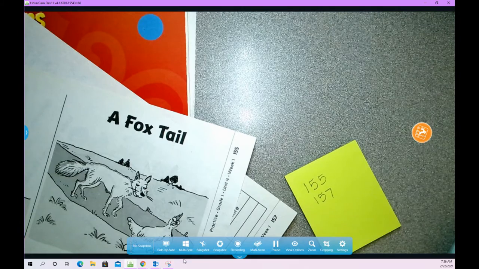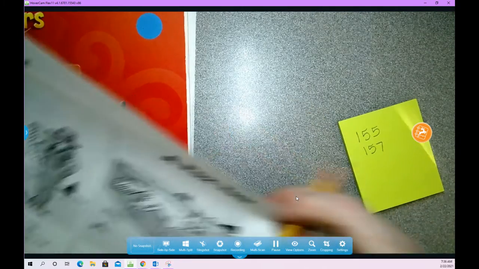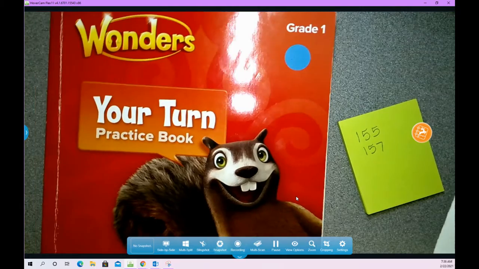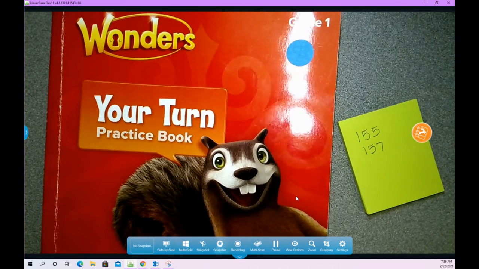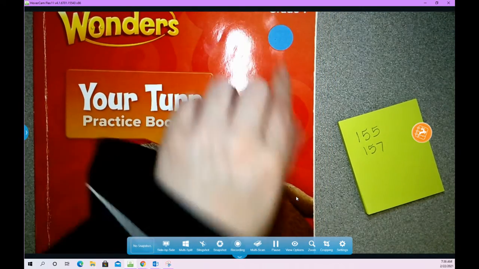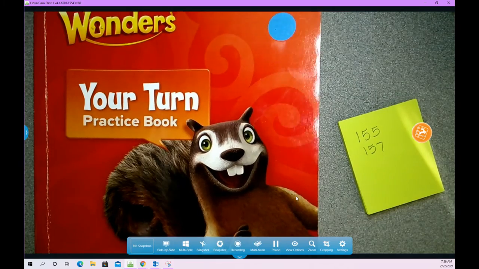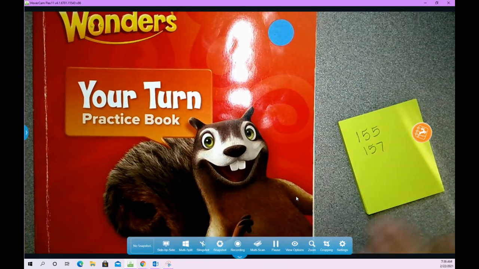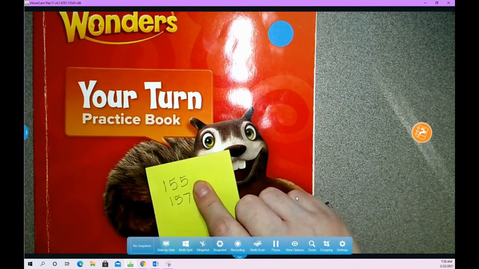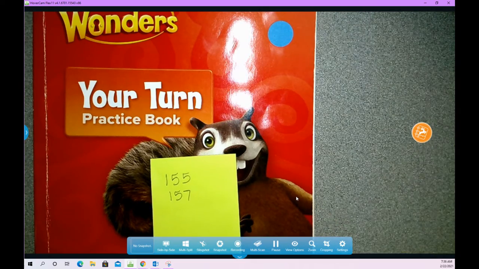Okay, boys and girls, today you're going to be needing your squirrel book, your turn practice book, the one with the blue dot. You haven't used this one in a while, but you're going to find this book and you need page 155 and 157.